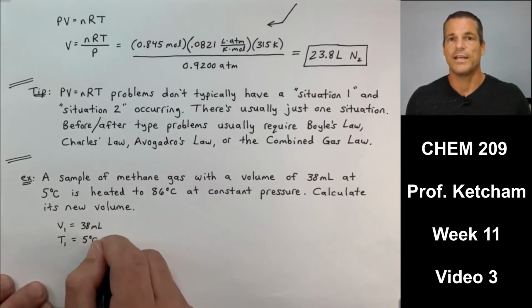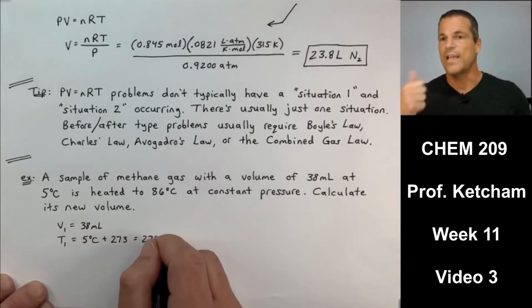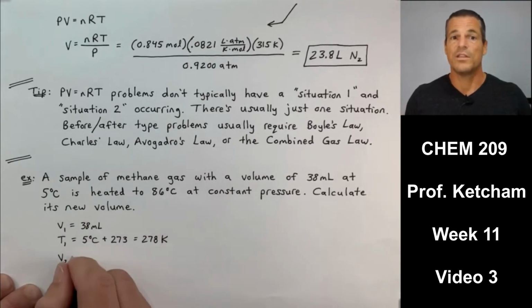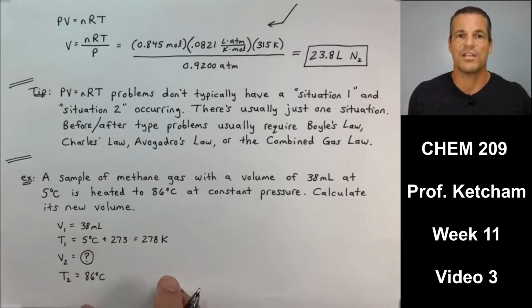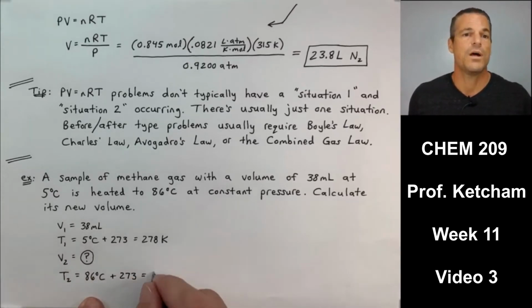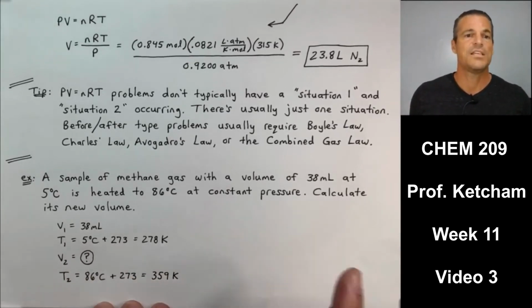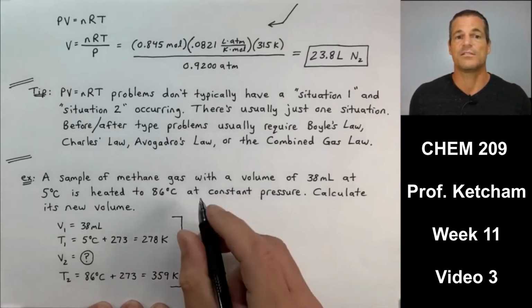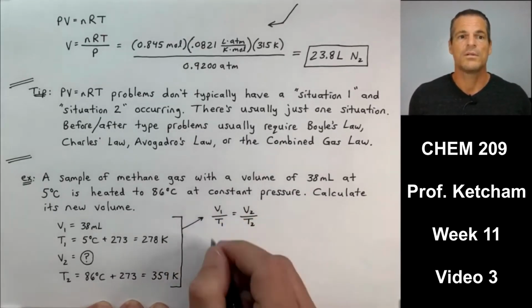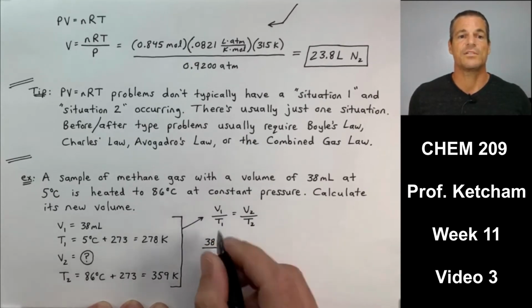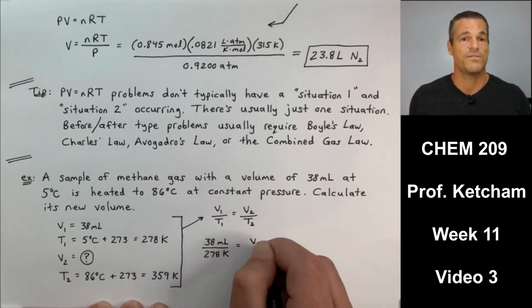New volume implies that there used to be a V1 and now we need a V2. So we know that the ideal gas law is out. So let's just make a list of everything that the problem gives us. V1, 38 milliliters. T1, I convert Celsius into Kelvin, 278 Kelvin. V2, I don't know. T2, 86 degrees Celsius, I add 273, I get 359.